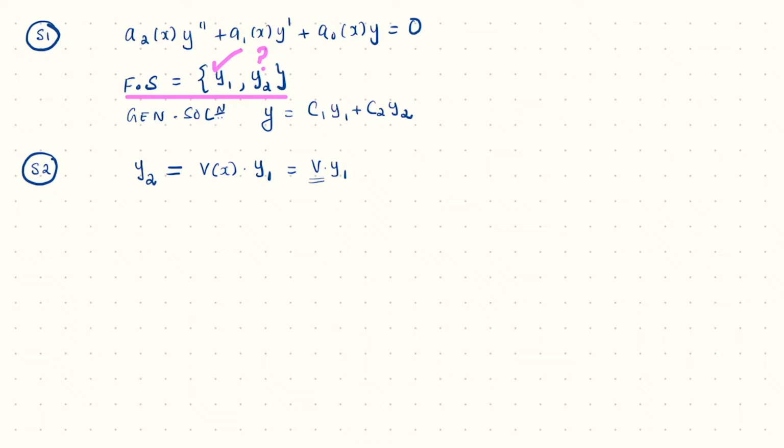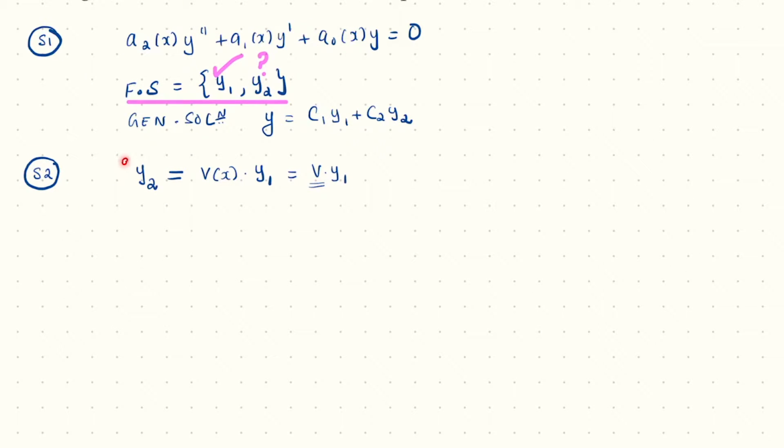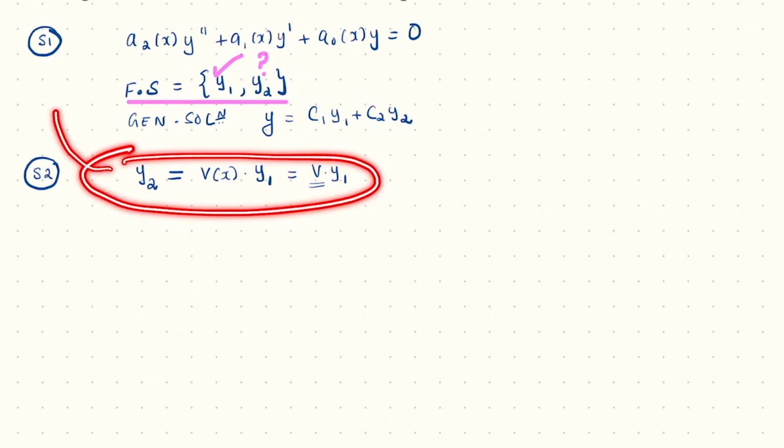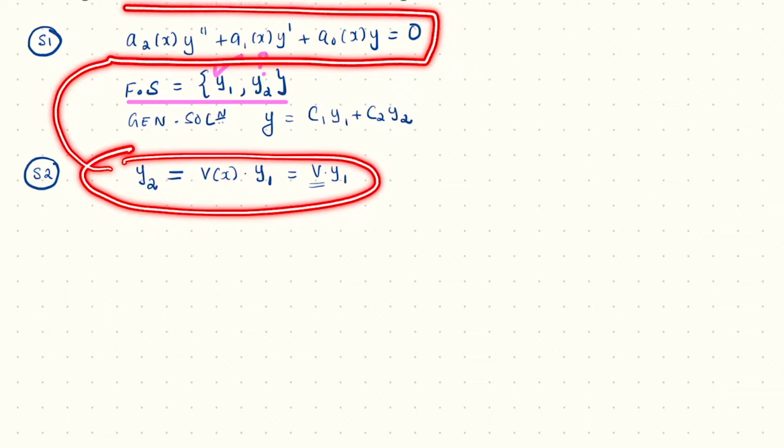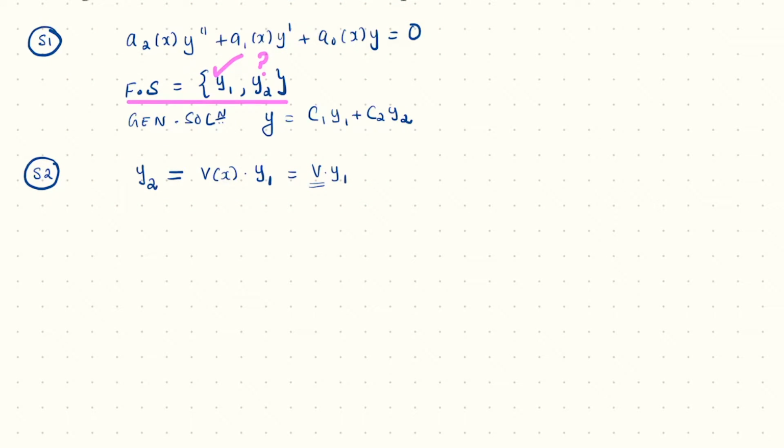Then we expect this y2 to be a solution. Then what we are going to do is plug this y2, this v y1, into your differential equation. Then you're going to have a transformed differential equation, so this is step 3. Once you plug it in, you're going to have a differential equation that's going to involve v and y1.